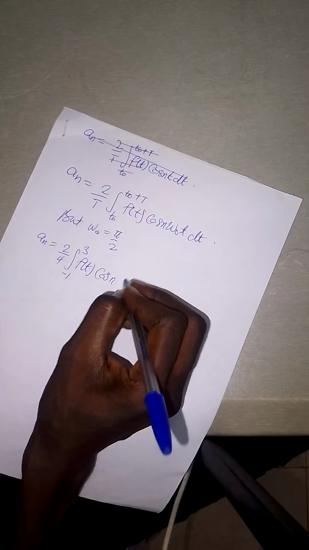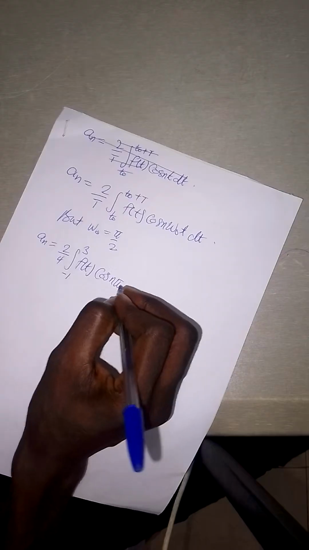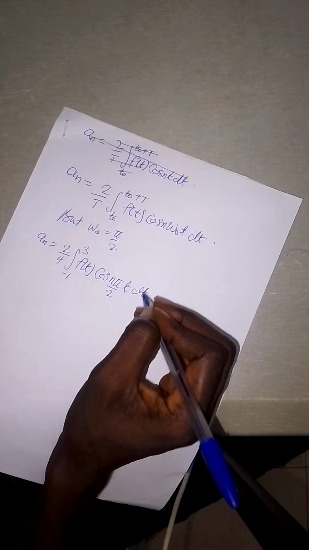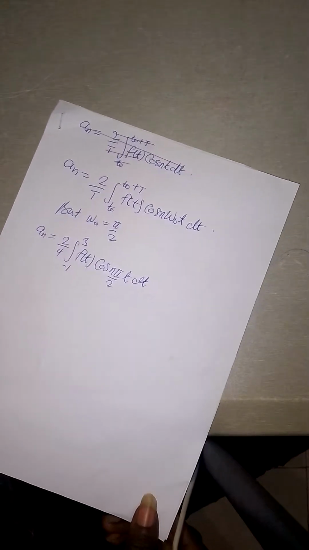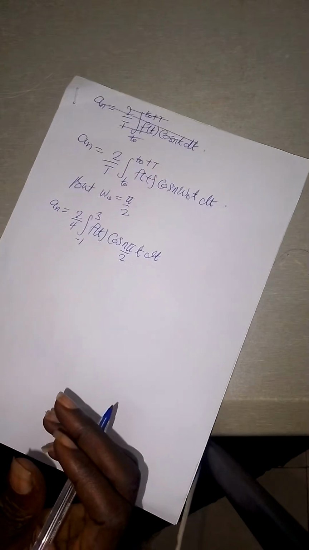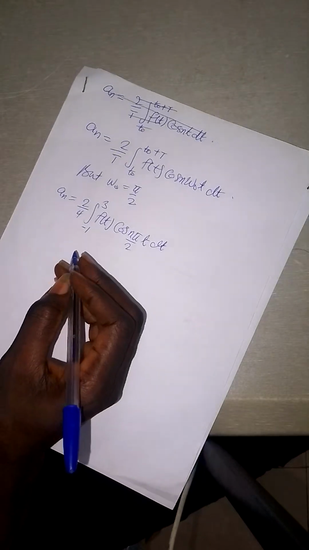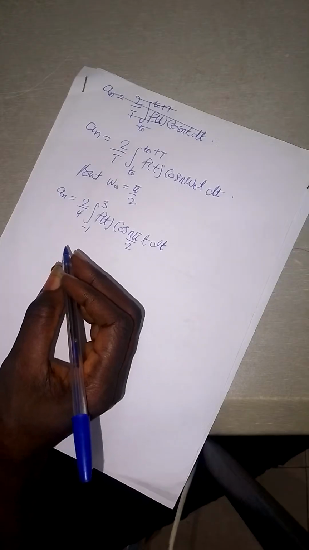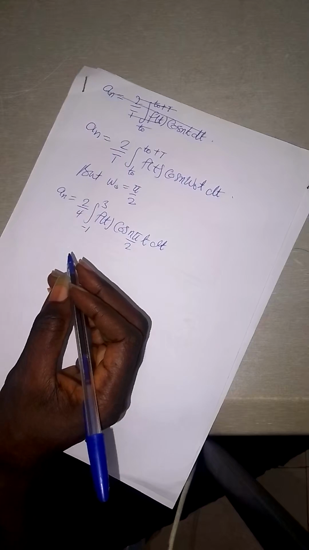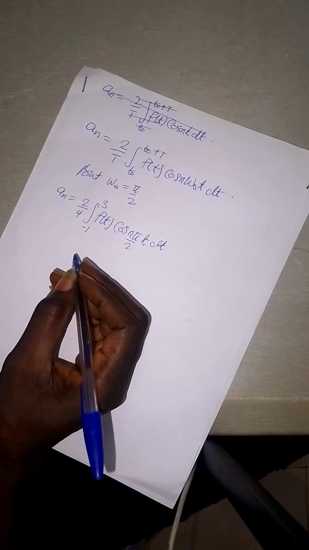So here f of t into cos n omega naught t, which is n pi on 2 t, dt. Okay, so this is what we have right now. From here we can move forward. Moving forward, it is important that we introduce our function into the equation.